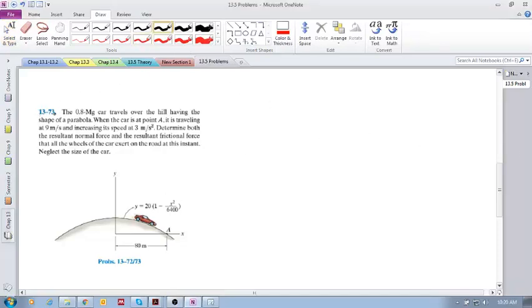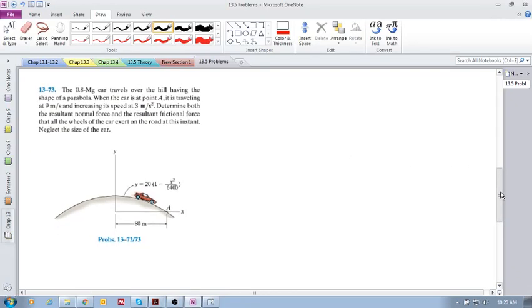Okay, let's have a look at 1373. Let's just pull this down a bit. So here we have a 0.8 megagram car, which we already know is 800 kilograms. It travels over a hill having the shape of a parabola. When the car is at point A, there's point A right there, it is traveling at 9 meters per second and increasing its speed at 3 meters per second squared.